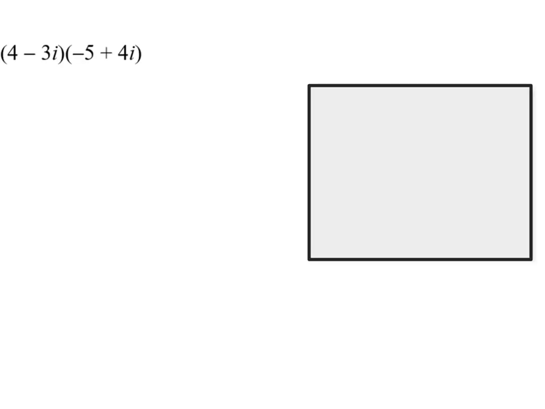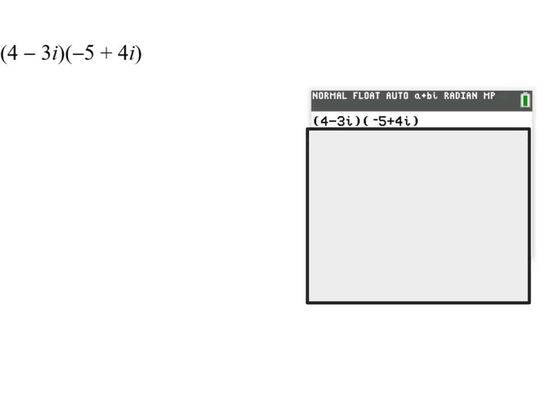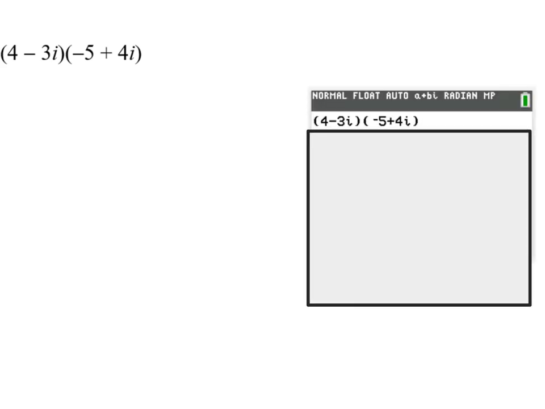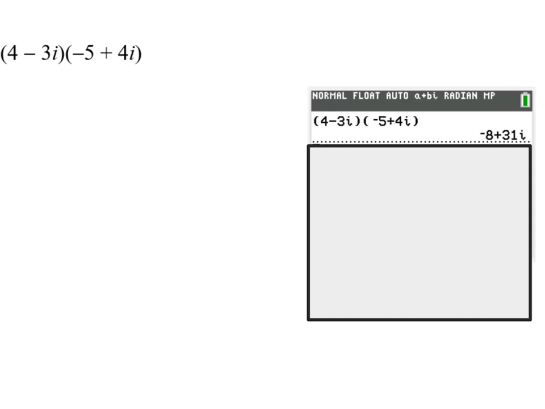In the next example, take a moment and type this into your calculator. If you type this in like I have here, you'll get a screen that looks like mine here, and once you click enter, it'll give you this result. So that'll be negative 8 plus 31i.